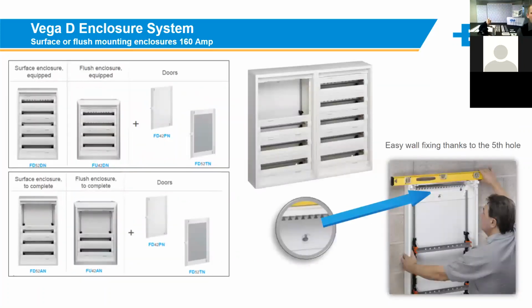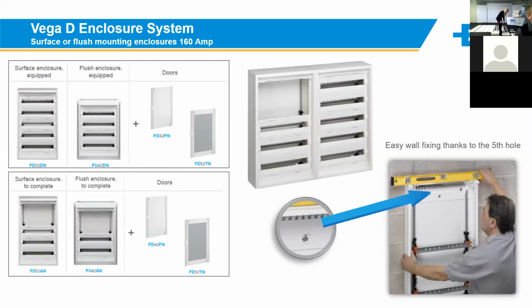So there are a few different offers in the Vega D series available. You can have it as a surface mount distribution board or a flush mounted distribution board. And in both these ranges, there are two formats of them. One that is ready for you to put in your miniature circuit breakers, and another one that's got a space opening for you should you want to install something else bigger, or maybe a Model K circuit breaker that you can install into the product.